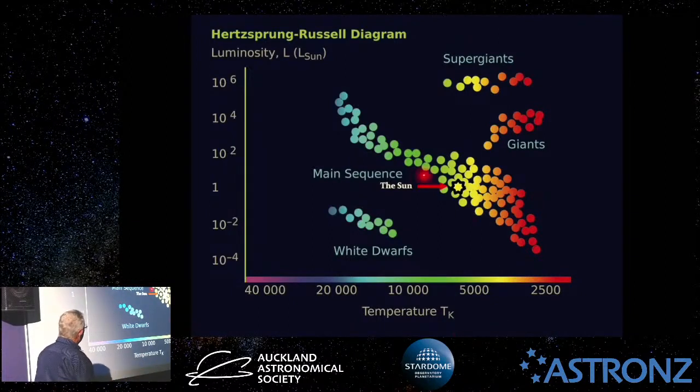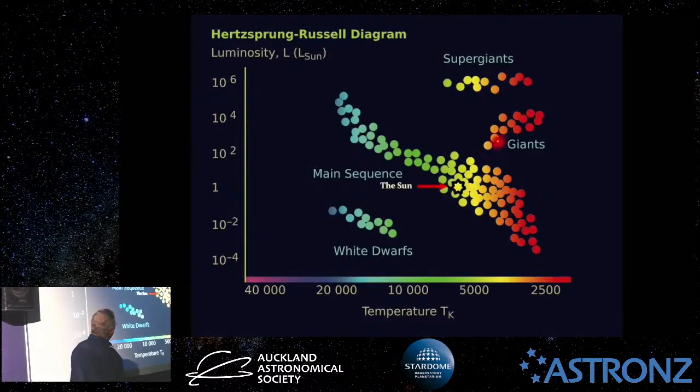I put our sun there. Everyone likes to know, where does the sun fit amongst that lot? Our sun is a main sequence star. Naturally, lining it up, it's at a brightness of one solar luminosity for the reason we've just mentioned, and its surface temperature is about 5,800 degrees. So the sun sits about there.